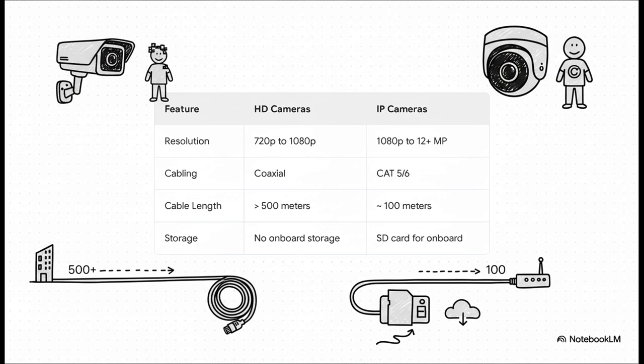And finally, storage. This is a neat one. Only IP cameras have a little SD card slot for onboard storage. Think of it like a safety net. If your internet ever goes down, the camera just keeps recording to that little card. You don't miss a thing.